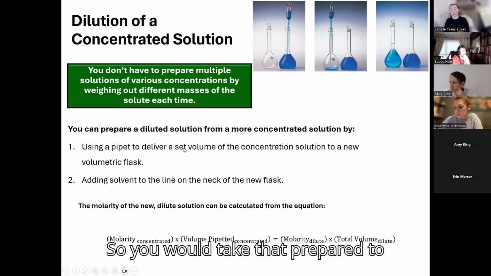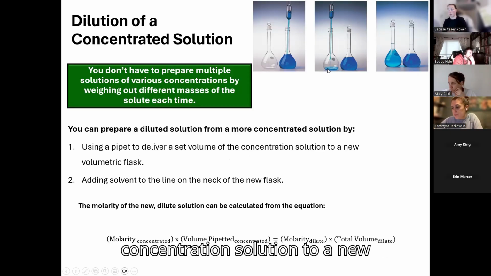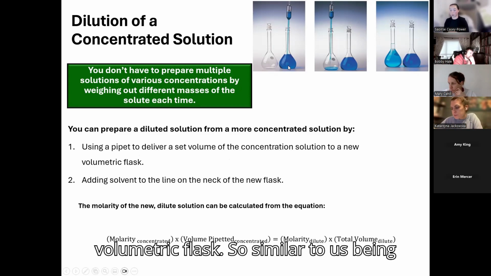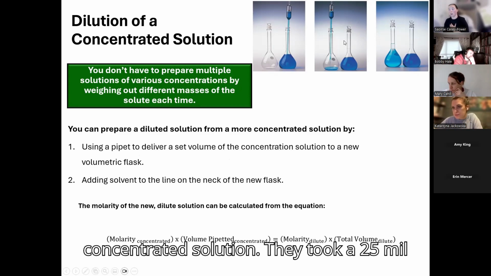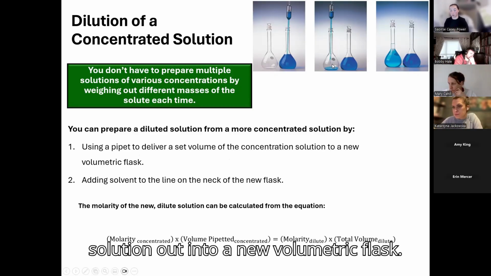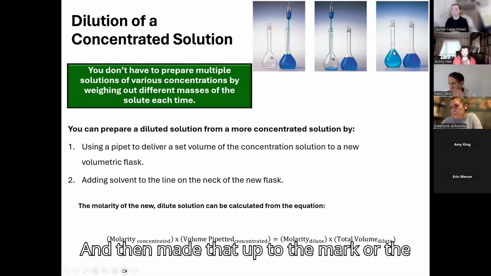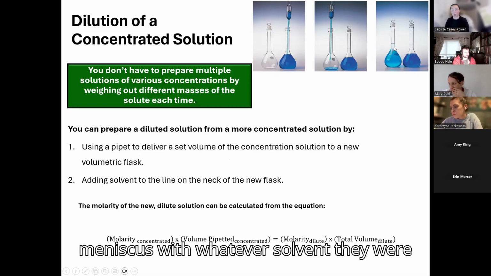So you would take that pipette to deliver a set volume of the concentrated solution to a new volumetric flask. Similar to what's been done here, they made up a stock concentrated solution, took a 25 ml pipette to take a known volume of that solution out into a new volumetric flask, and then made that up to the mark, or the meniscus, with whatever solvent they were using.